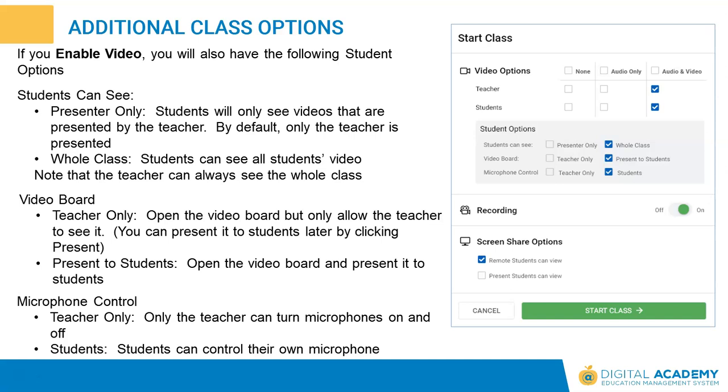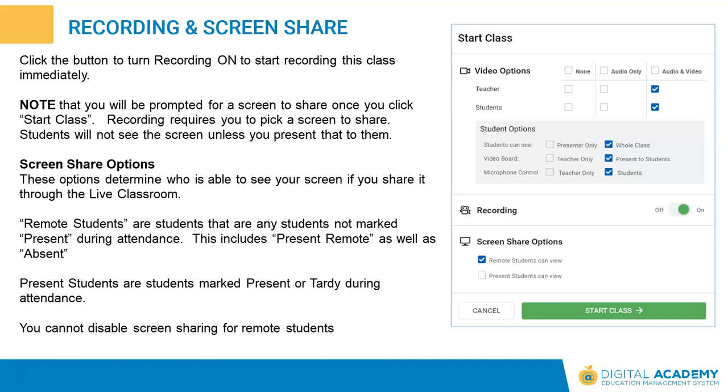Finally, you can determine whether the students can control their microphone or whether only the teacher can control it. If it's teacher only, the teacher will need to mute and unmute a student in order to hear them. If it's student controlled, the students will be able to control their own microphone. They will not be able to control anyone else's microphone.